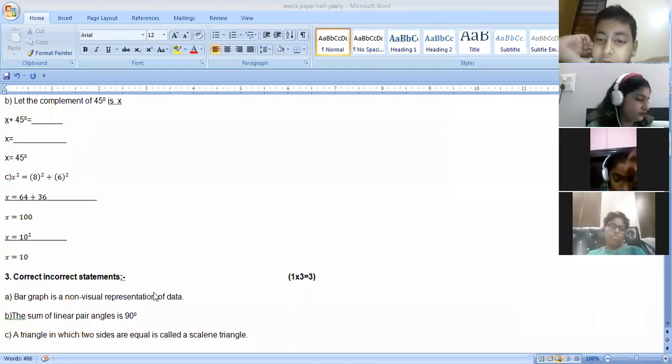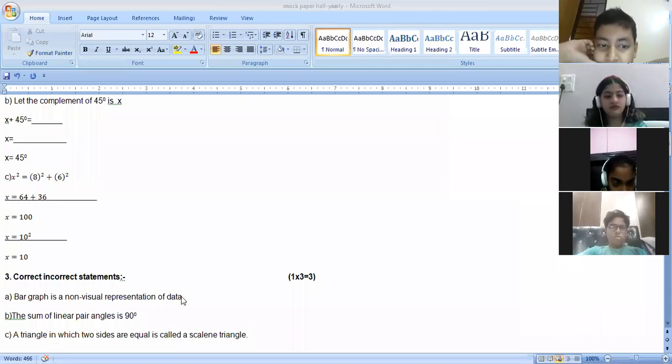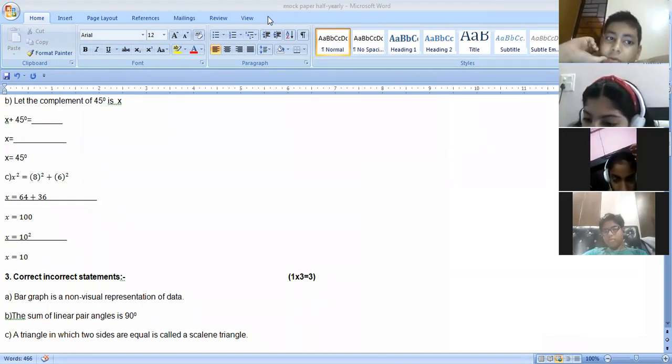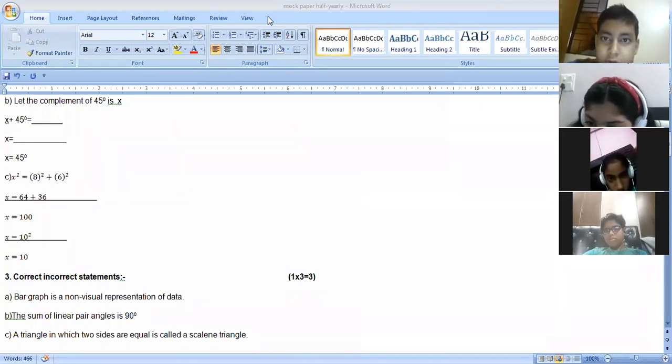Today, let's start with the third question of your mock paper, that is correcting incorrect statements. Bar graph is a non-visual representation of data. Raise your hand or write the answer in the chat box. What will be the answer? Which part should be corrected? Can you tell me?